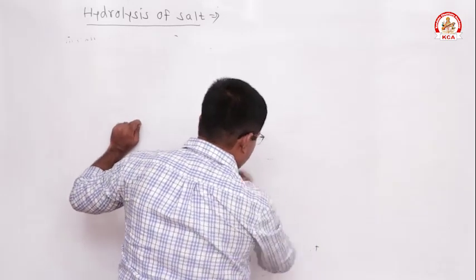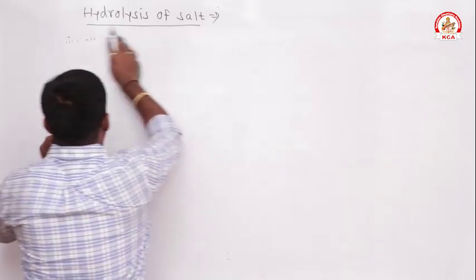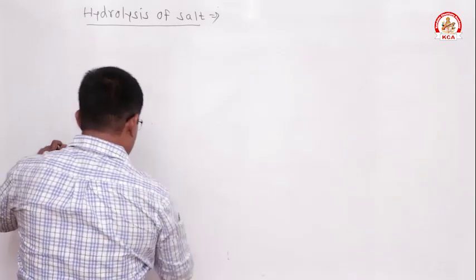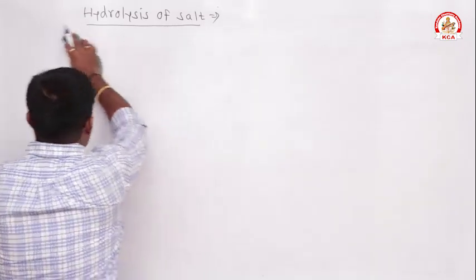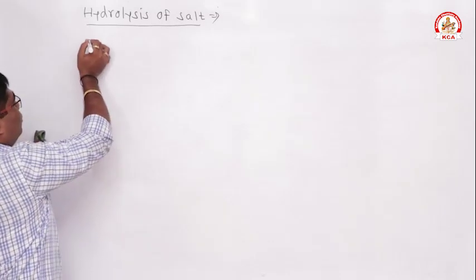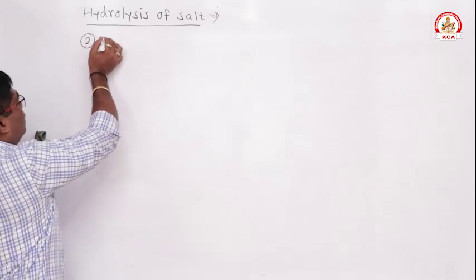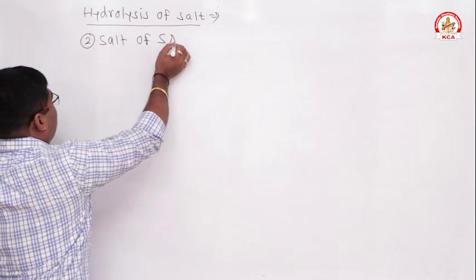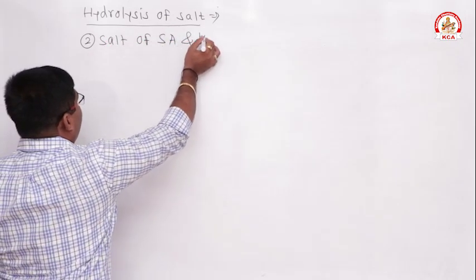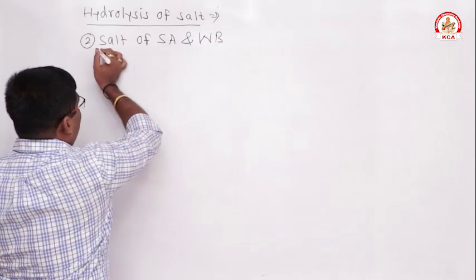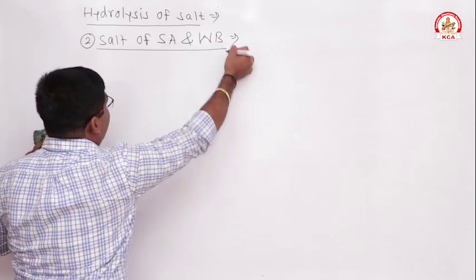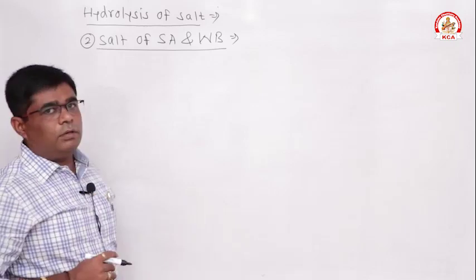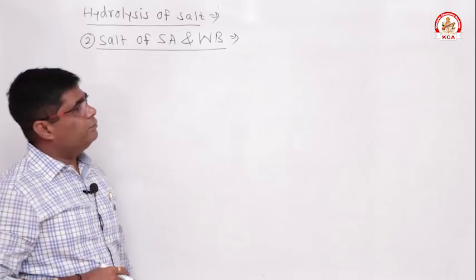So remember this one. This is the hydrolysis of first type of salt. Now second type of salt. Which is the second type of salt? Salt of strong acid and weak base. Salt of strong acid and weak base. So salt of strong acid and weak base.